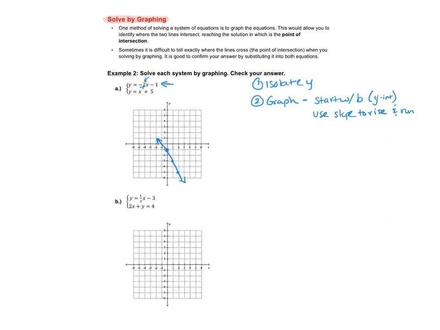Okay, let's do this next second equation in red. It says to begin at 5 and rise 1, run 1. And if I continue to do that, I'd be off the graph. So I'm going to go the other way.